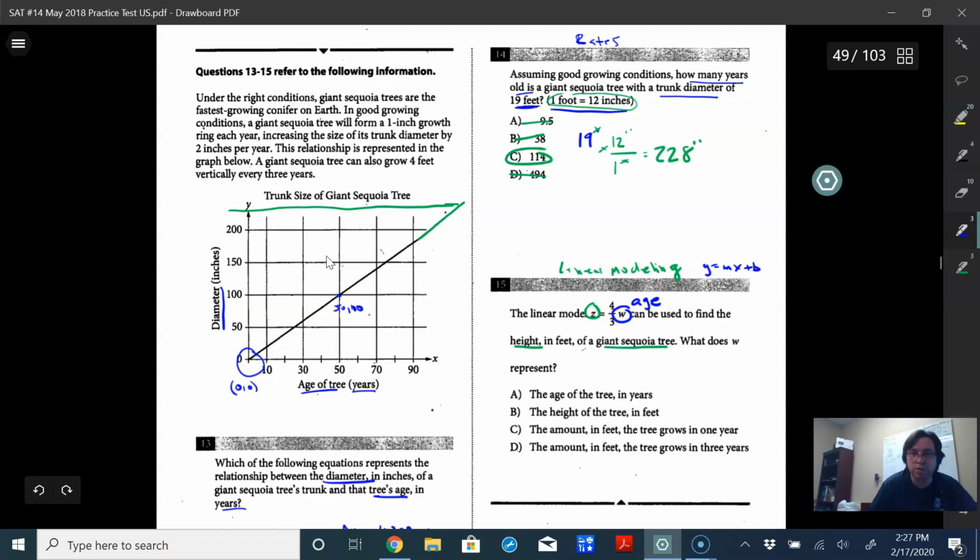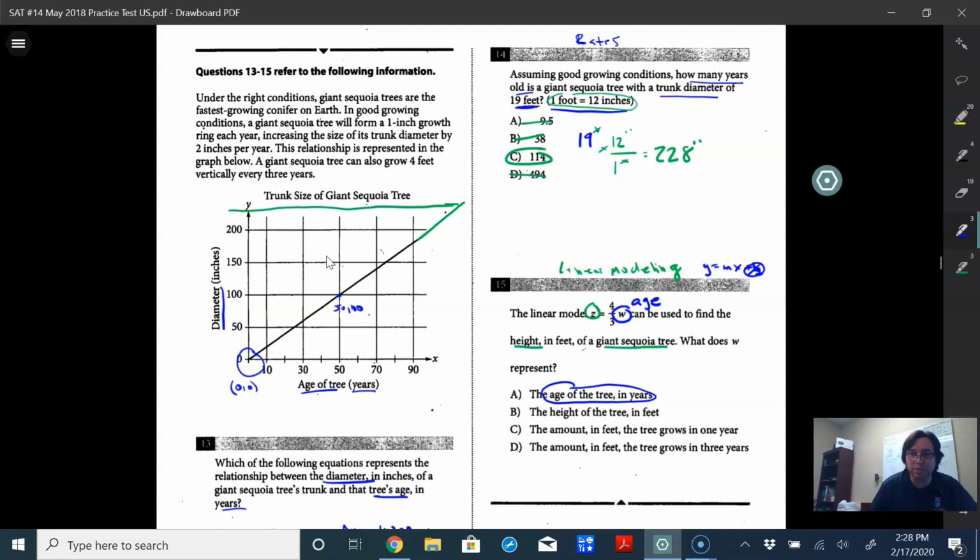Well, there is no b here, so that's been eliminated. So you're essentially looking at the m and the x, and the m is going to talk about the change. The x is going to be an age, and so the only one that's talking about the age is answer choice A.